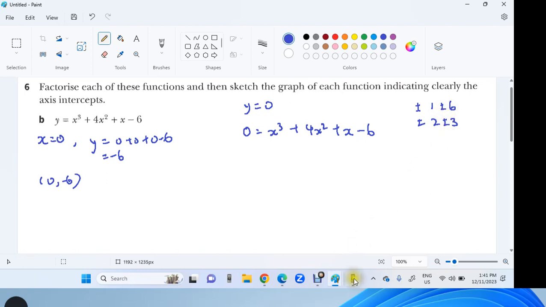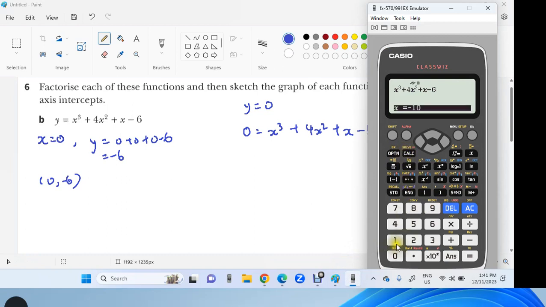So we try, we sub 1. 1 is the root already. Then I try negative 1, this is not a root. And 2 is not a root. Negative 3 and negative 2 are also roots. We have the 3 and the negative 3. Negative 3 also can work.